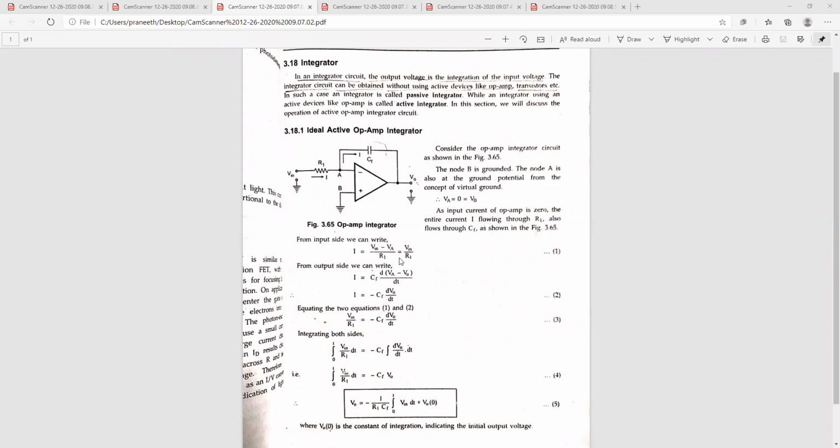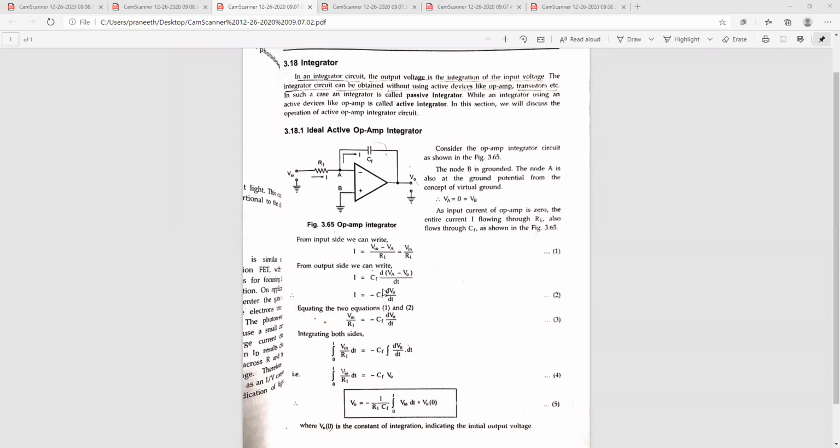So the first equation is I equals Vin by R1, and I equals minus CF dV0 by dt is the second equation. Now we have already considered that the current flowing through the entire circuit is equal, so I can equate 1 and 2. If I equate 1 and 2, I get Vin by R1 equals minus CF dV0 by dt.